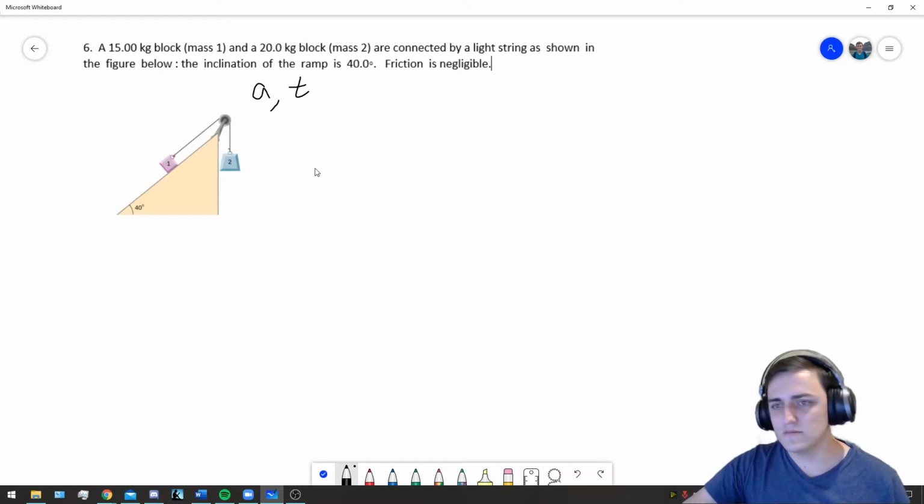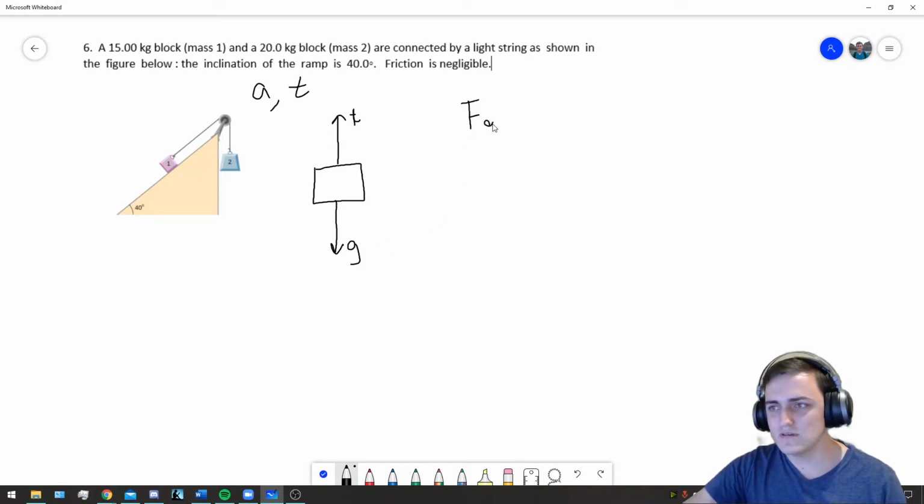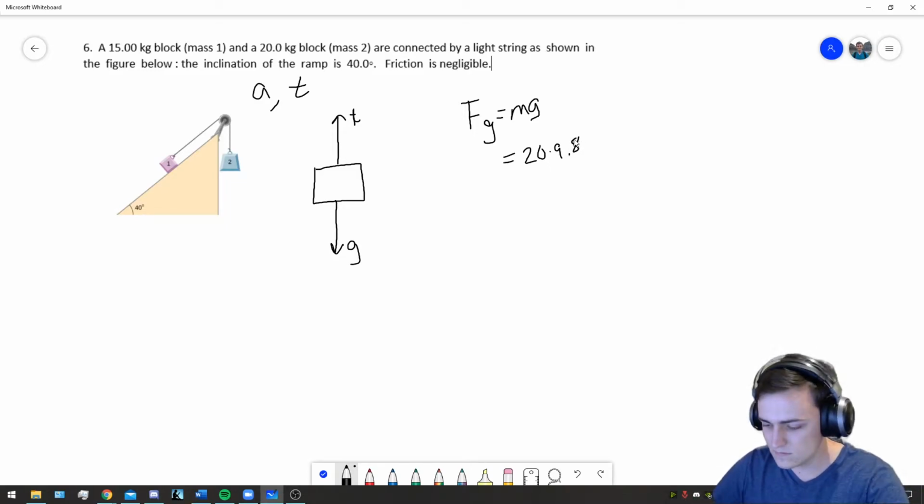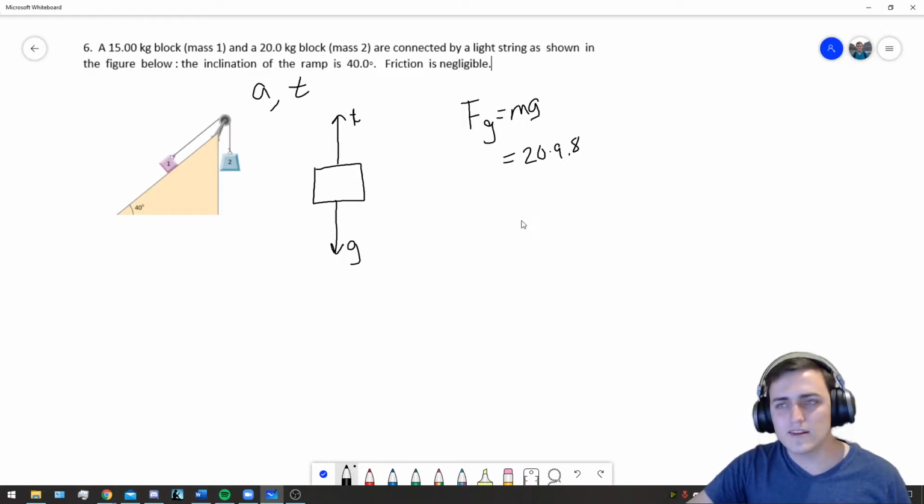So let's start with block two. Block two is pretty straightforward. We have the force of gravity, and we have tension, T. What is the force of gravity? What is Fg? Remember, it's just mass times gravity. And so for block two, that is 20 kilograms times 9.8. That tells us that the force of gravity is 196 newtons.